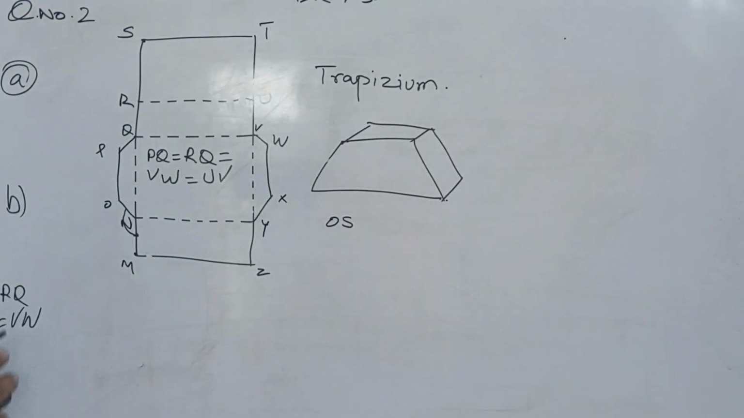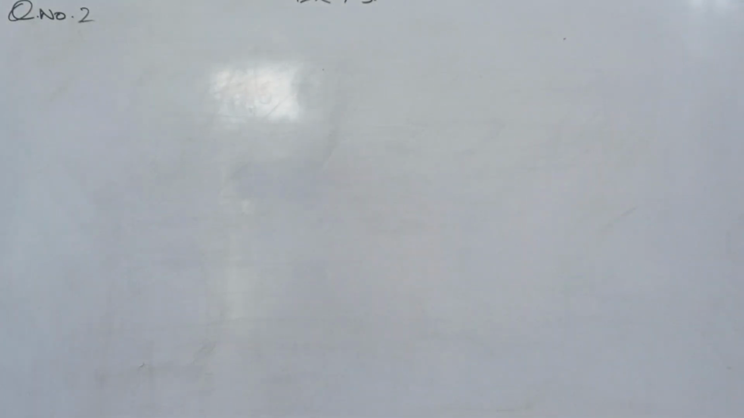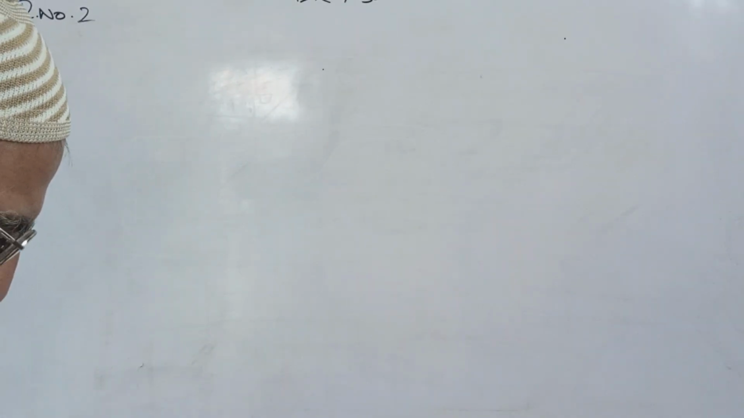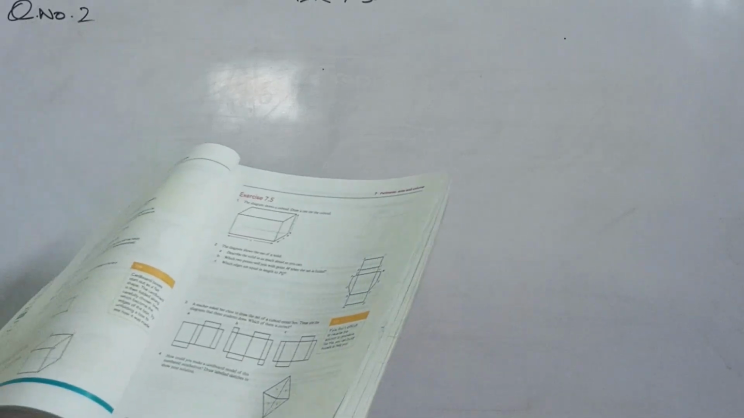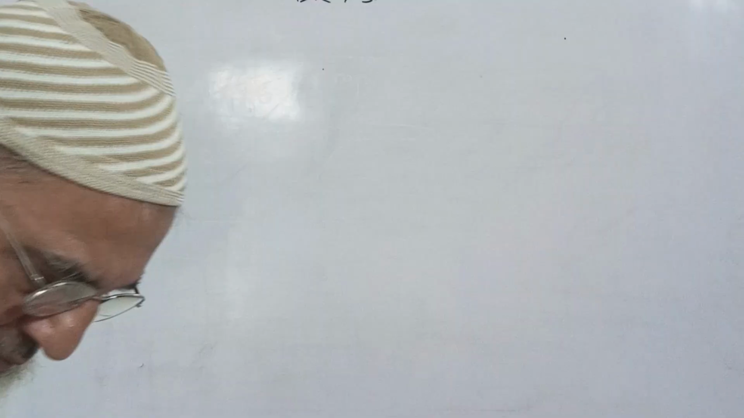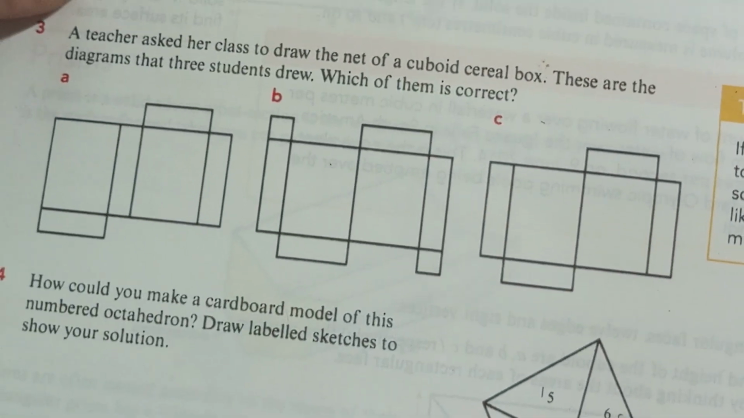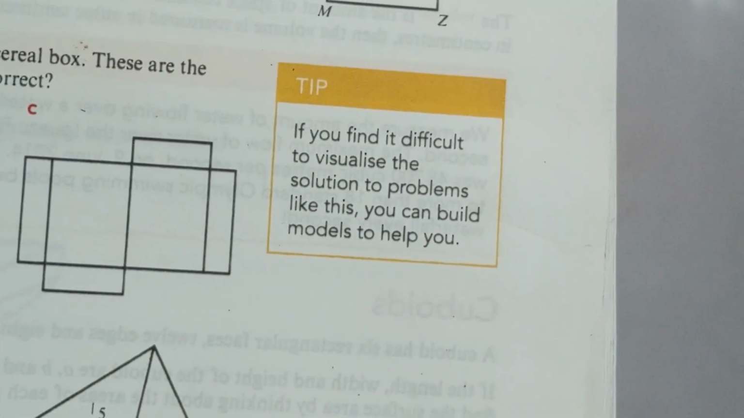And now question number 3. A teacher asked her student to draw the net of a cuboid cereal box. These are the diagrams and these 3 students drew them. Which of them is correct? Now just see it right on the book. I am coming nearer to you. Now this is your question: figure A, figure B and figure C.